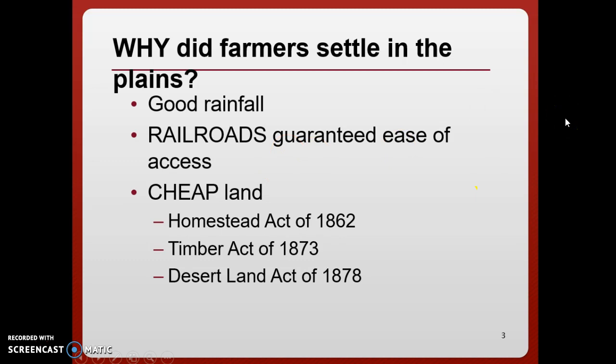Okay, so very cheap land. You can see those three acts before. We've talked about them previously.